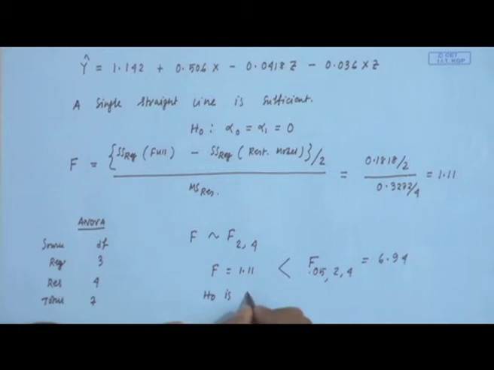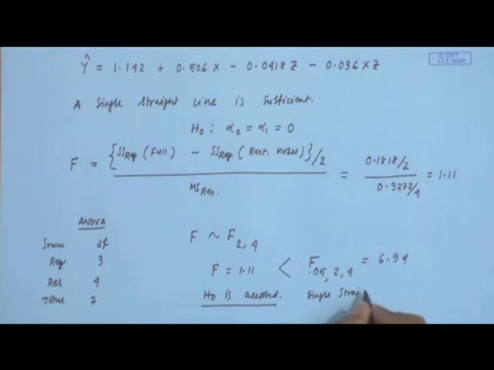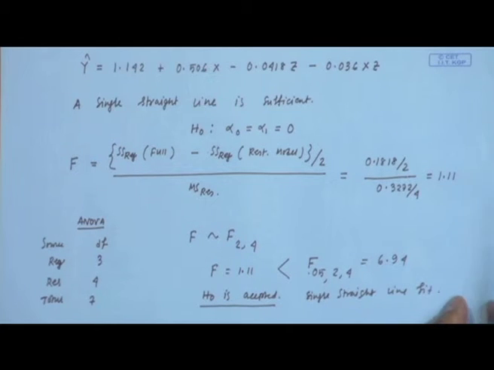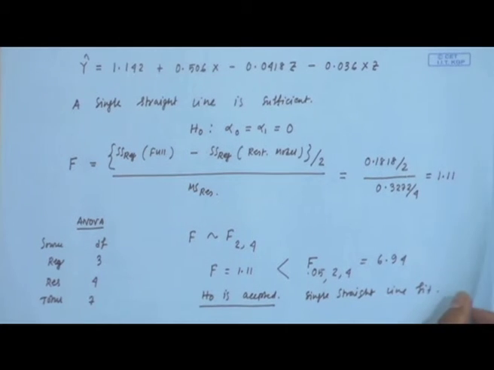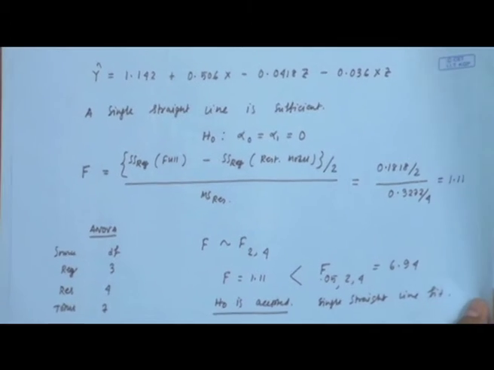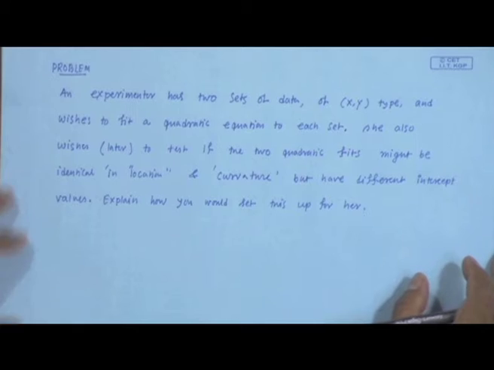H naught is accepted. That means, we can go for a single straight line fit. Okay. So, this is the problem I wanted to discuss from the dummy variable topic, and we have another problem involving dummy variable.